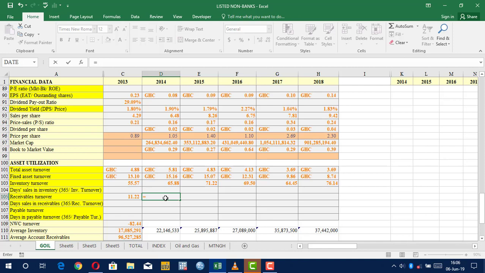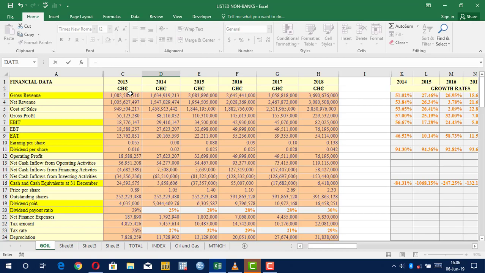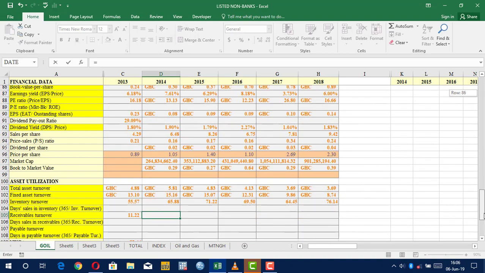That is, how your clients are able to pay up on time, or the number of days it takes you to be able to get your money back when you sell to them on credit. Because we said you sold on credit, under normal circumstances we are supposed to use credit sales, but we don't see any credit sales in the financial statements because the gross revenue here encompasses cash sales and credit sales. So it's really difficult for you to get the credit sales unless, of course, the company reports the credit sales, then you make use of it.